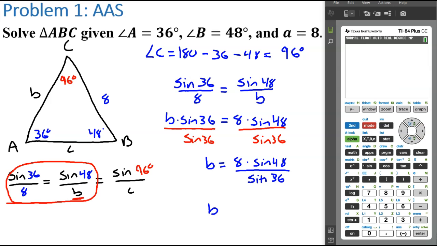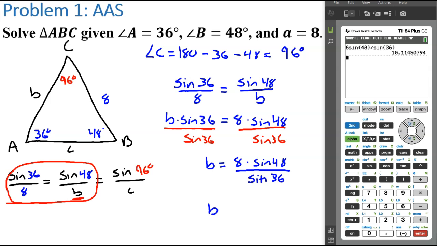And then as far as plugging this in, it's pretty much the way you see it. We'll go 8 sine 48. The only real thing is to make sure you close off your parentheses for your different sines, and then divided by sine 36. Hit enter. End up with a 10.115, we could say.